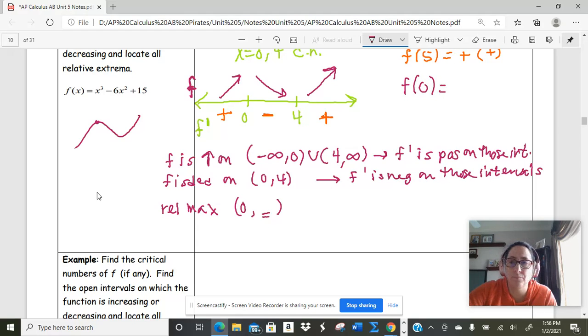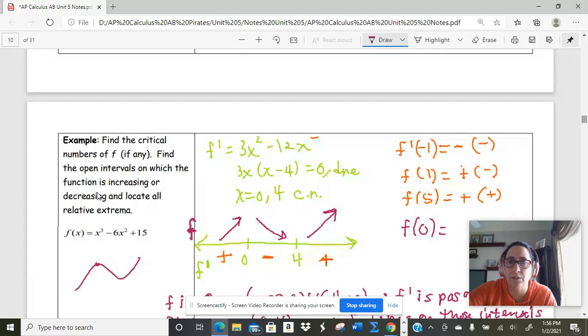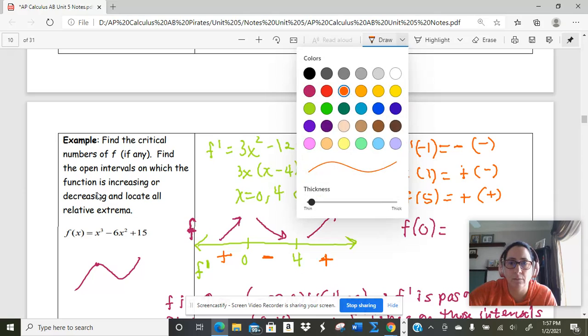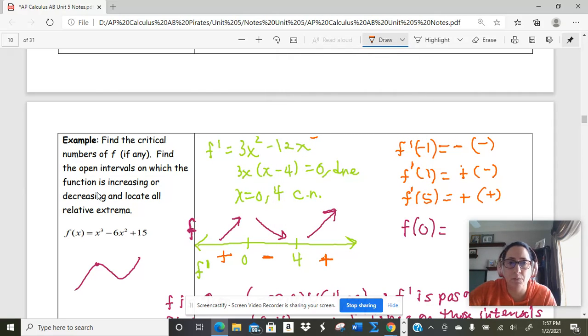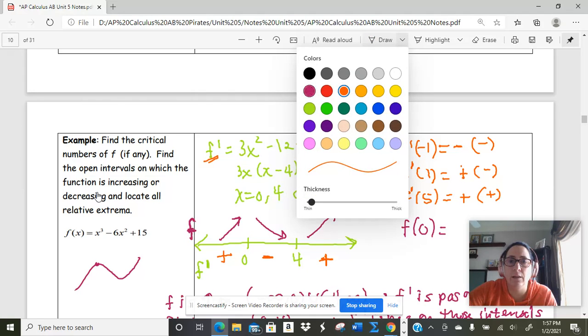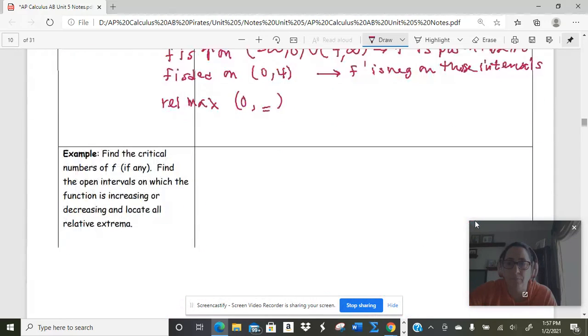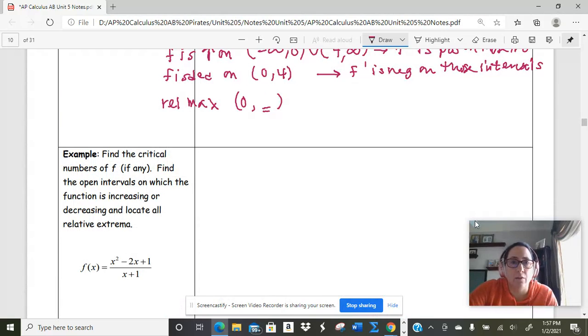Oh my gosh, you guys, do you know what I just realized too? I left off my primes here. Those were all primes. I was plugging them into f prime. Okay, so now I want to plug them into the original to find my output value. So plugging 0 in, I get 15. So the relative max is (0, 15).